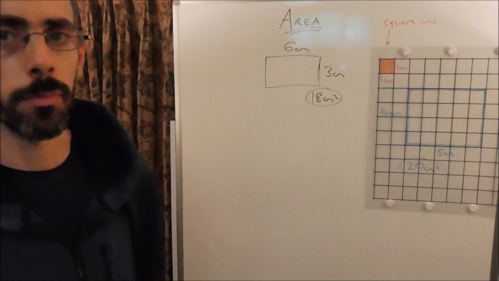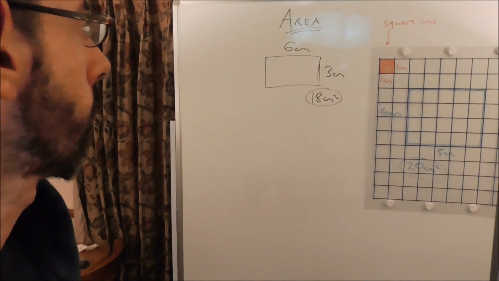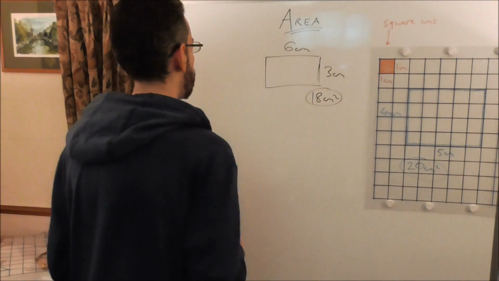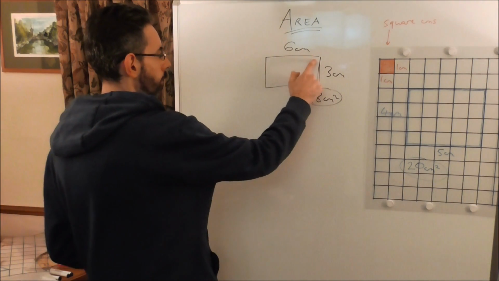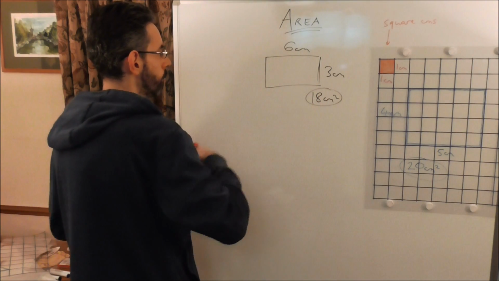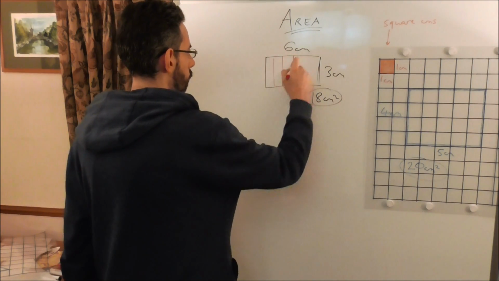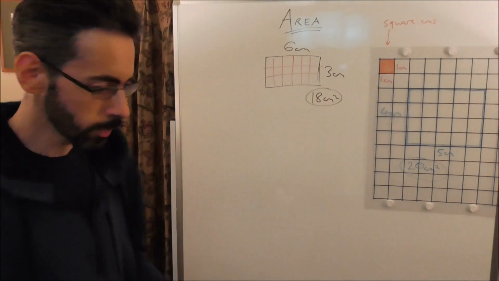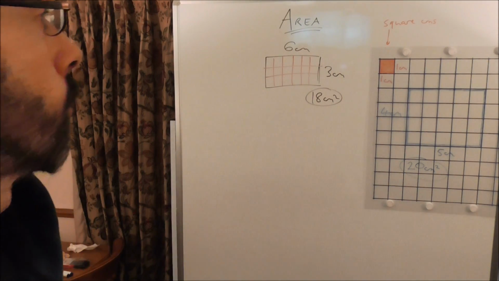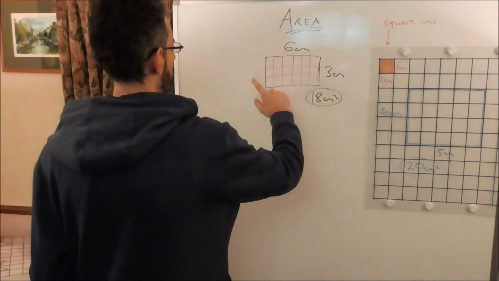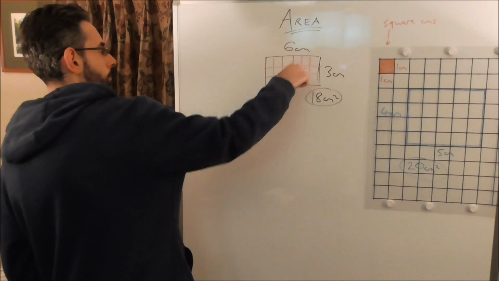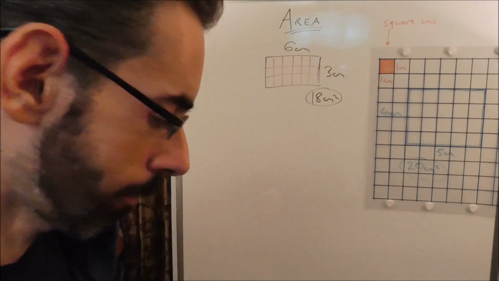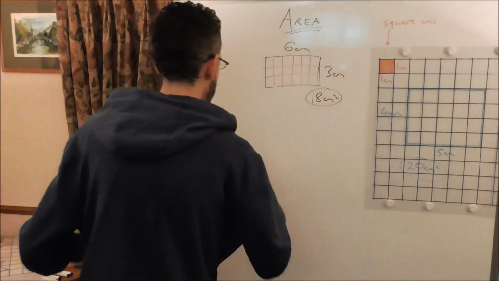And I could show you that it's 18 by splitting it into square centimetres. If I was to draw the individual square centimetres, there'd be 6 along this side, and there'd be 3 going down. So you could have 6 columns of squares and 3 rows. And you can see the total number of squares is just 3 lots of 6, or 6 lots of 3. It's 18. But the quick way to find the area is just to multiply the length and the width. Let's do a couple more.